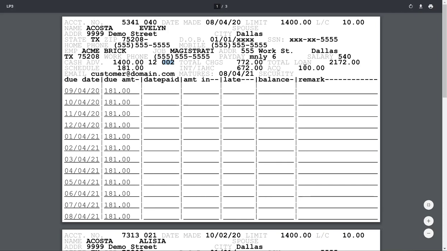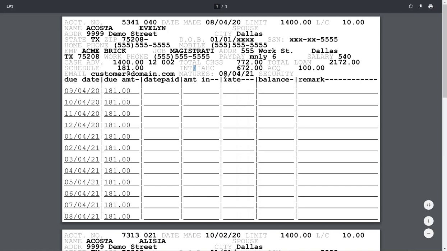So the $1,400 plus $772 of charges, if the customer pays their loan on time over a 12-month period, the total will be $2,172 paid back. This $672 of the $772 is cured over time. So this is interest curing month over month over month. If the customer comes in and pays off early, you won't be getting this entire amount back. This is if the customer comes in and pays off month by month by month, the scheduled amount of $181 here. Have an email address and matures.